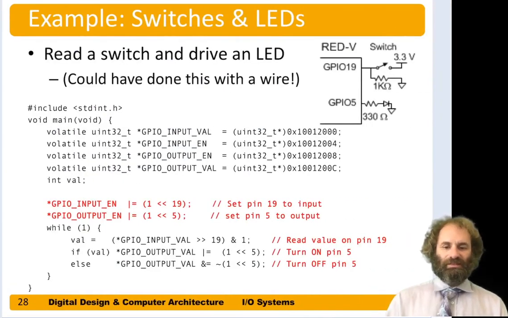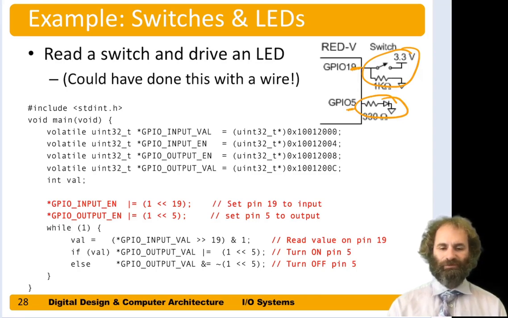Let's take a look at an example. So suppose we had a switch and an LED, and we wanted to write a program that would read the value on the switch hooked up to GPIO 19 and write that value to the LED on GPIO 5. This is a little bit silly because we could have done the whole thing with a wire instead of a $30 microcontroller board, but what the heck.